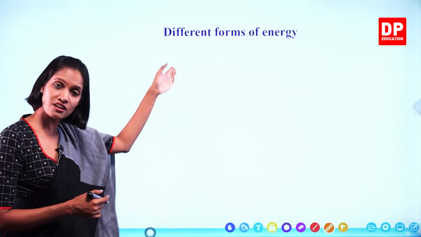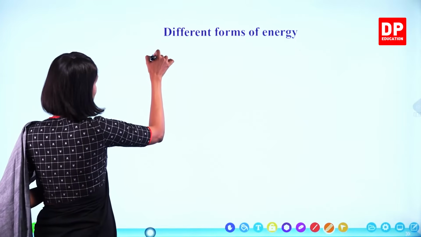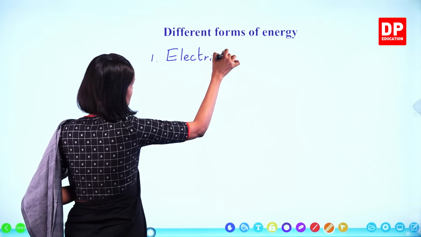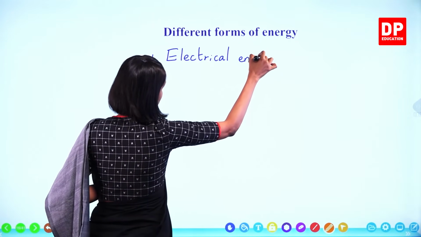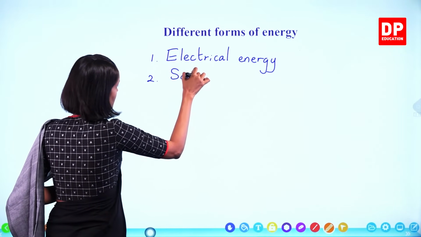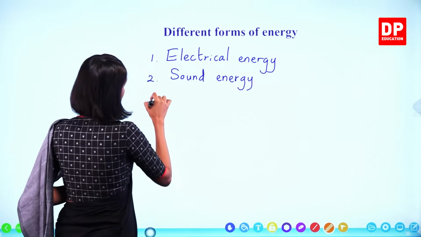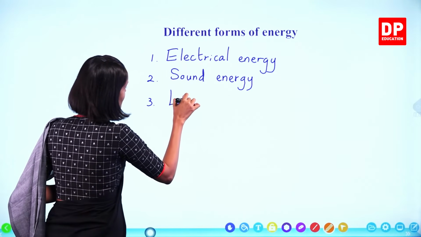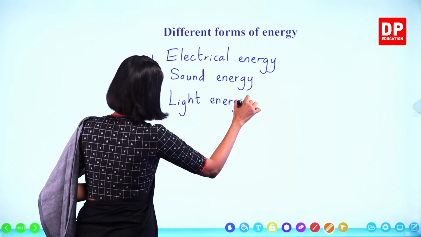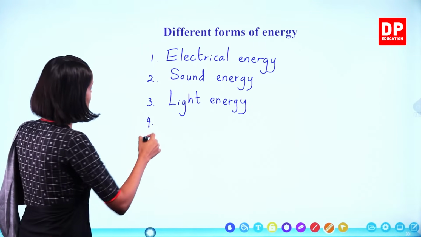Now we can write the list of the energy that we discussed in the previous activity. We will write them. Number 1, we discussed electrical energy, or electricity. Sound energy. Then we discussed light energy. What is the energy contained in moving objects, children? Kinetic energy.